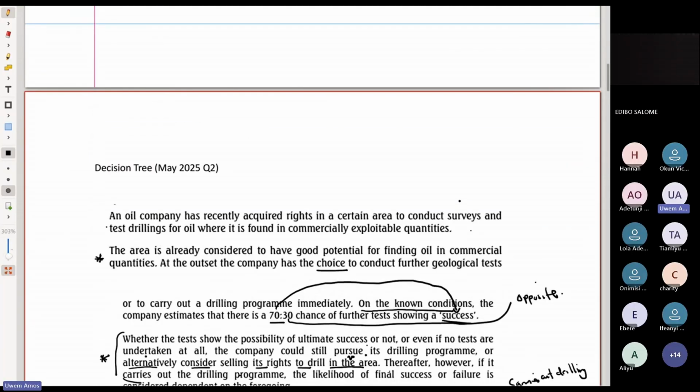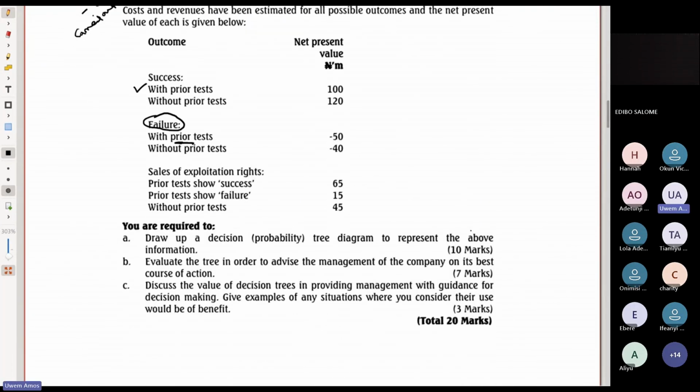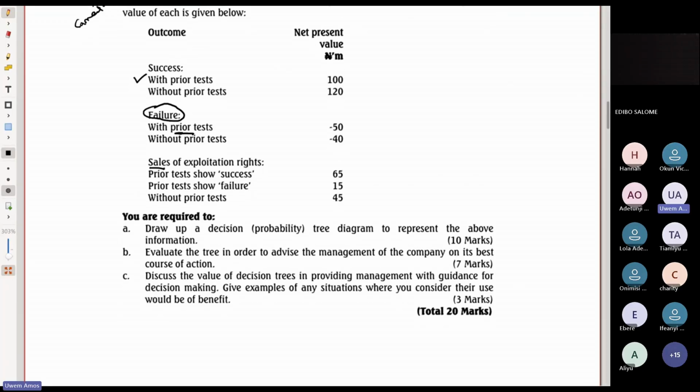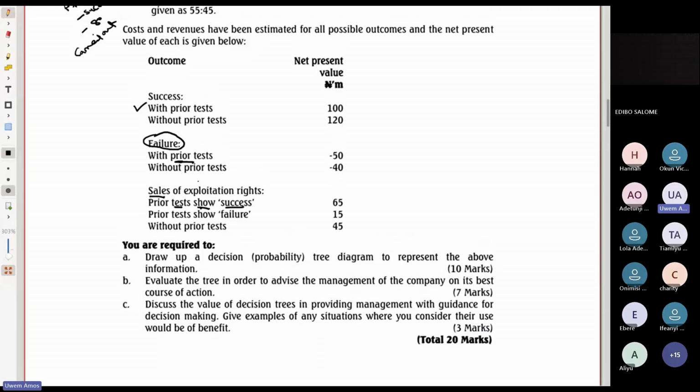Okay, and then finally, the sale of the exploitation rights. So the sales of our right. So if we sell the right where our prior test shows success. So in other words, we carried out a test, it shows success, and we still went ahead to sell the right, our NPV is 65. So where do we have where we carried out the test? Our test shows success, and we still went ahead to sell the right.